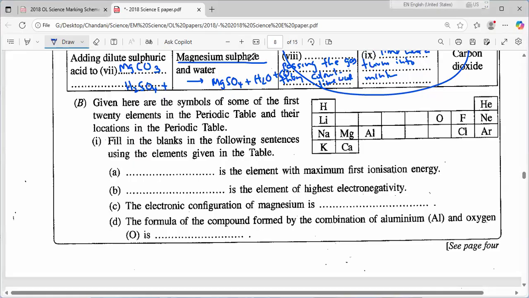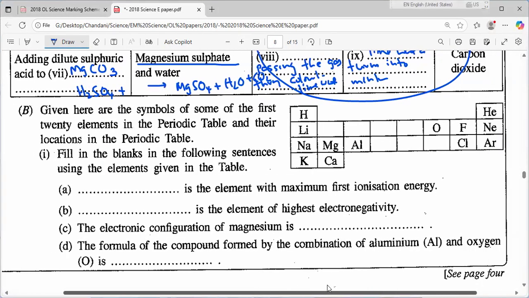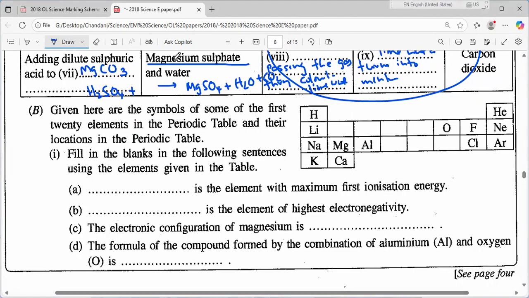And the B part. Now in this question, they have given the real elements. Keep that in your mind: if they didn't give the real elements, then you need to go with the symbols. If they give the symbols, when answering you should use the symbols. But here they already give the real elements, so you can go with the real elements. Fill in the blanks in the following sentences using the elements given in the table.